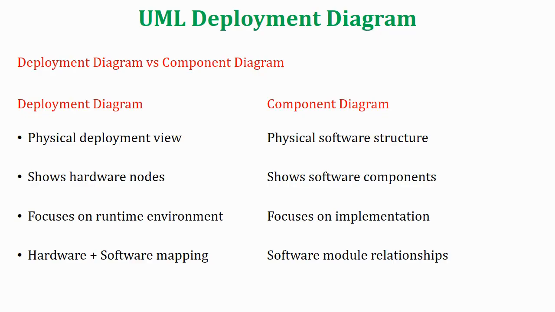The CPU is the node, so it is the deployment diagram example, and the components inside it are represented in the component diagram. Next, the deployment diagram focuses on the runtime environment, while the component diagram focuses on implementation. The deployment diagram is a hardware plus software mapping, but the component diagram shows software module relationships.